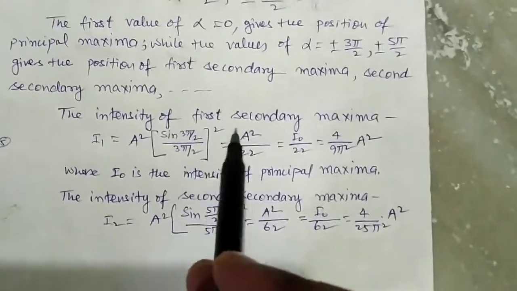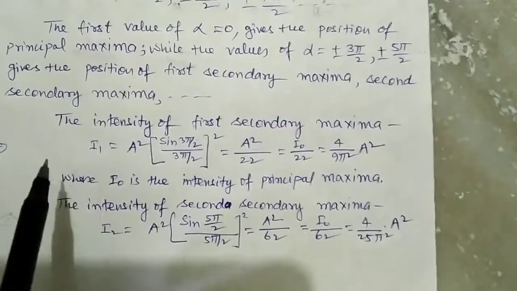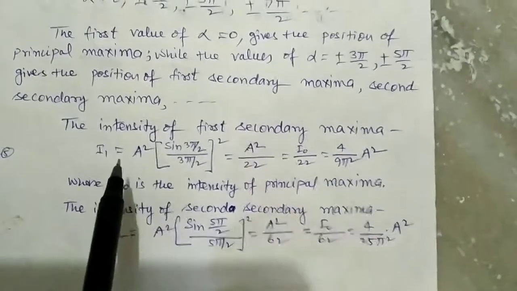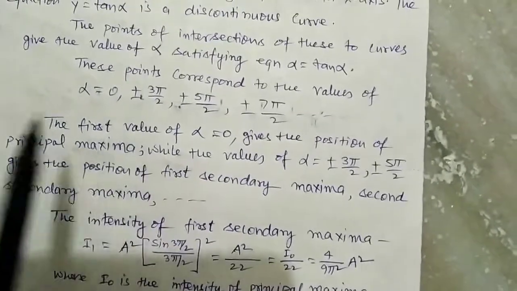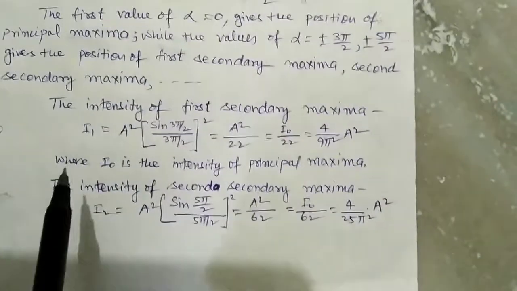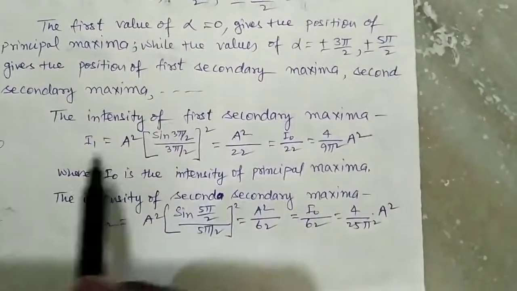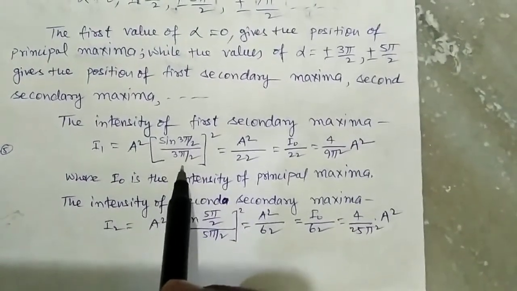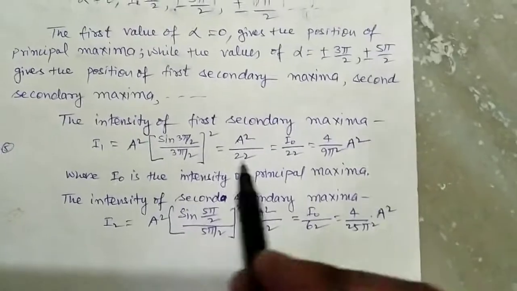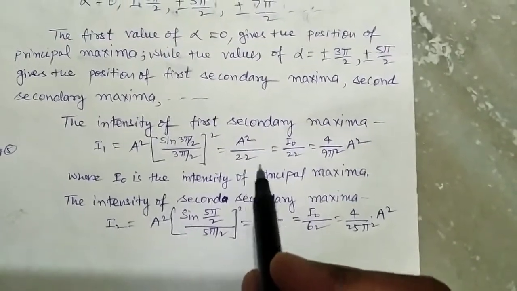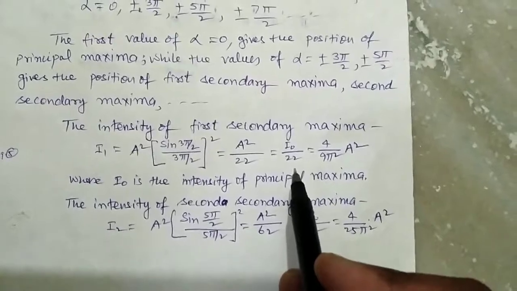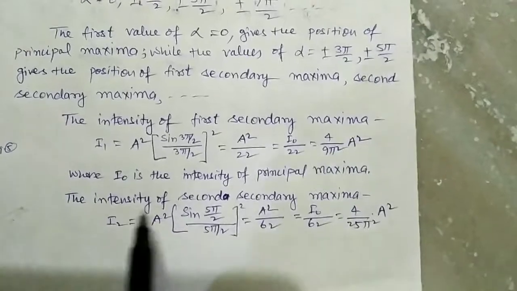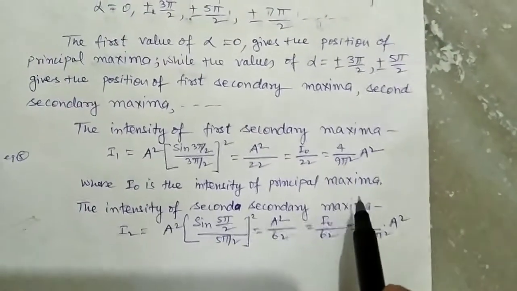intensities of secondary maxima. So first we take the intensity of the first secondary maxima, in which we are taking alpha is equal to 3 pi by 2. From equation number 5, I1 is equal to a square sin 3 pi by 2 upon 3 pi by 2 whole square is equal to a square upon 22 is equal to I naught upon 22 is equal to 4 upon 9 pi square a square, where I naught is the intensity of principal maxima.